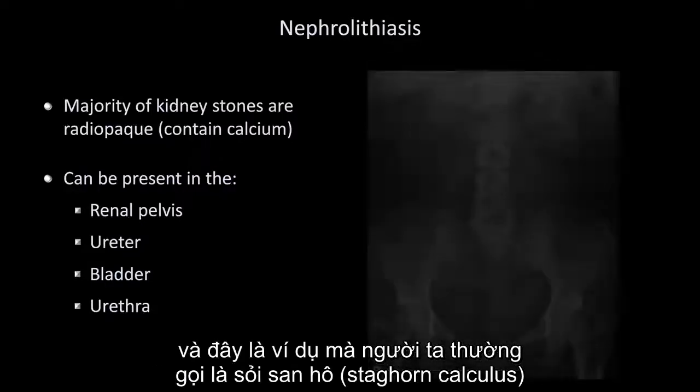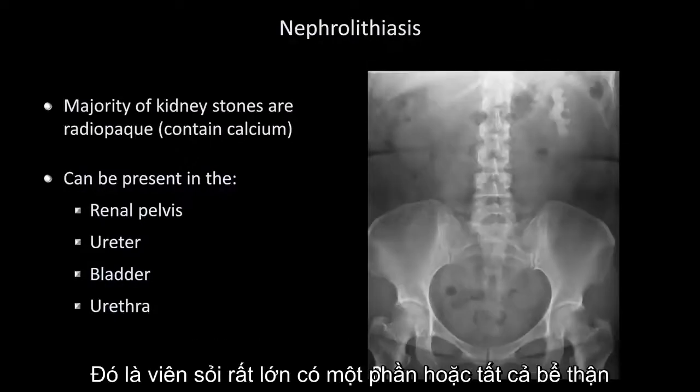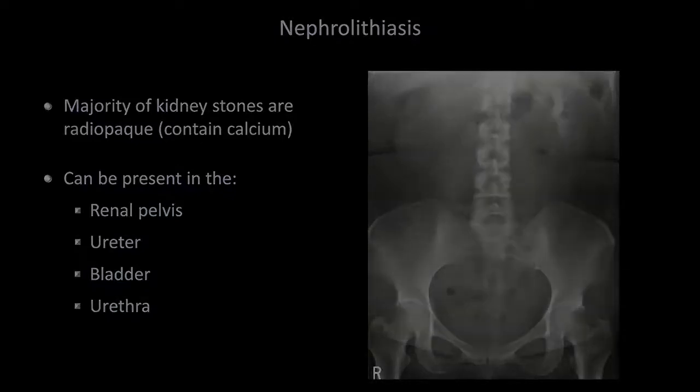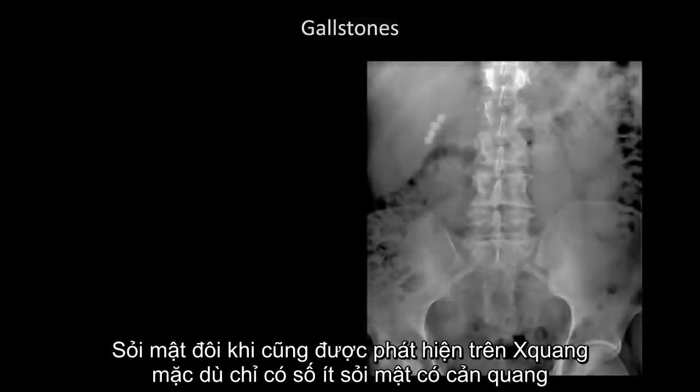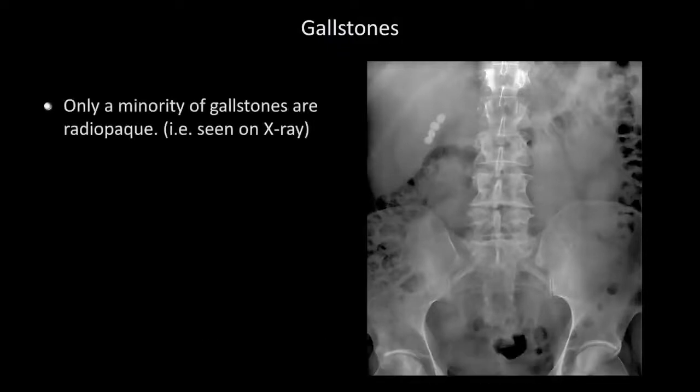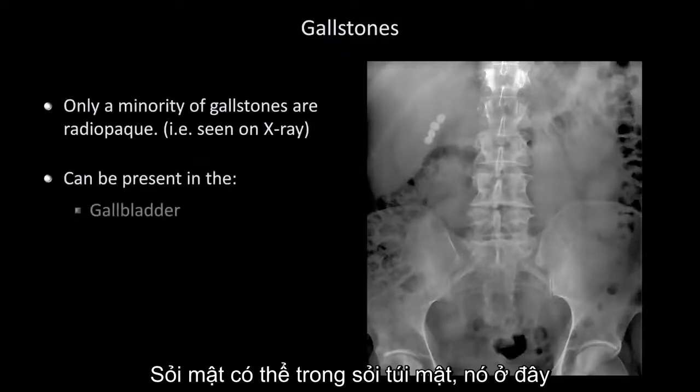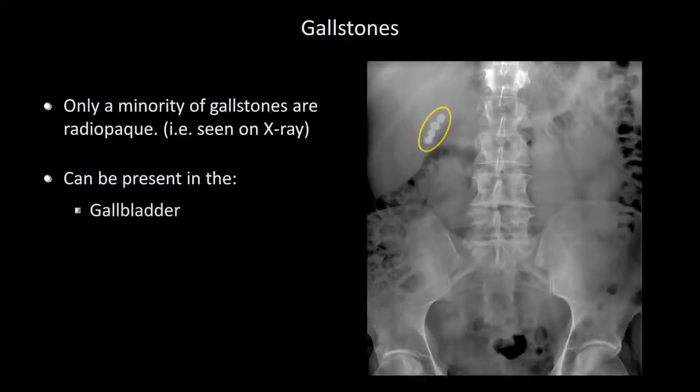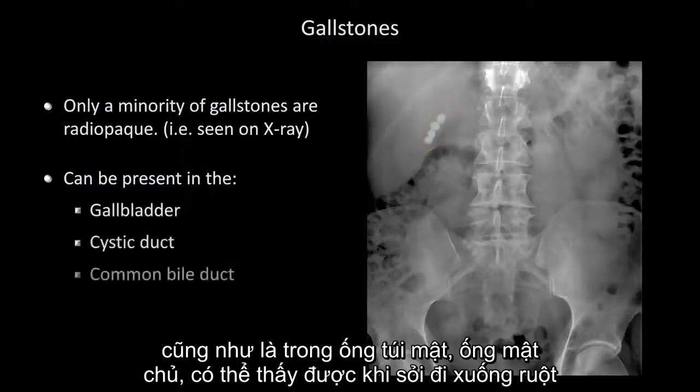And here's an example of what's called a staghorn calculus, which is a very large stone that occupies some or all of the renal pelvis. Gallstones are another finding sometimes seen on X-ray, although only a minority are visible. Gallstones can be present in the gallbladder, as they are here, as well as the cystic duct, common bile duct, or they can be visible as they pass through the bowel.